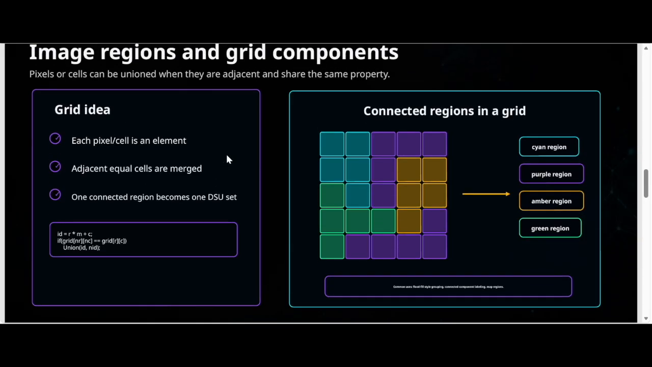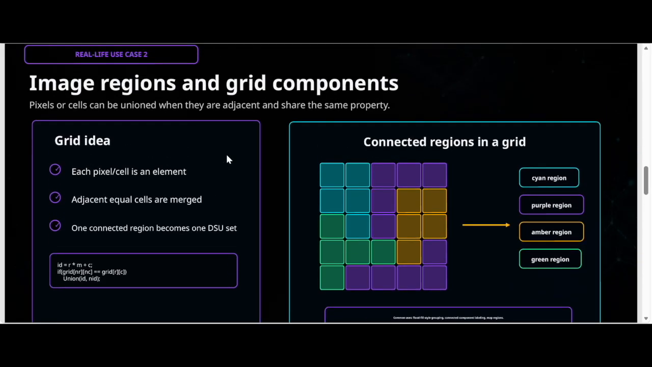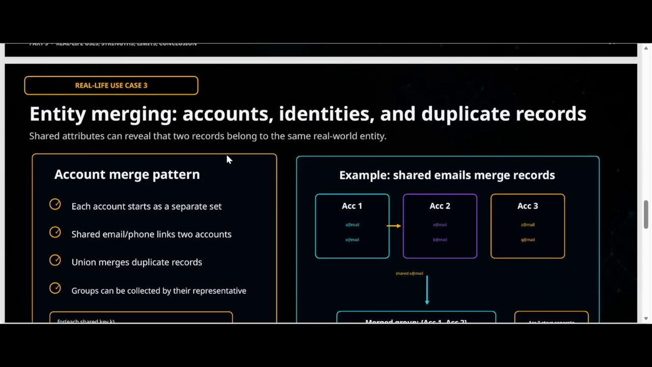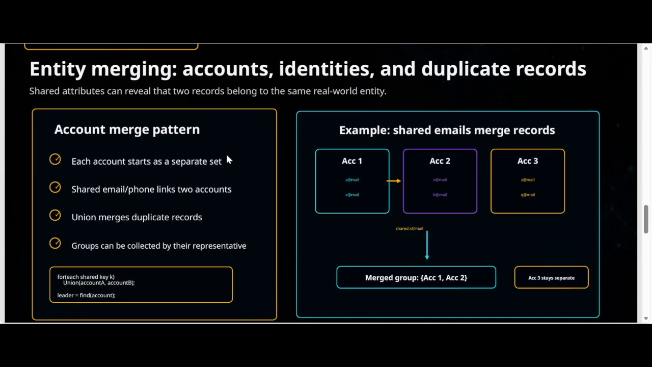So let's move on to the next real life use. In the next real life use, we will see entity merging. Entity merging has a perfect example in accounts merging. So how can we describe this? When there are duplicate identities, or different places share the same attributes, then we can merge those different entities, called accounts.